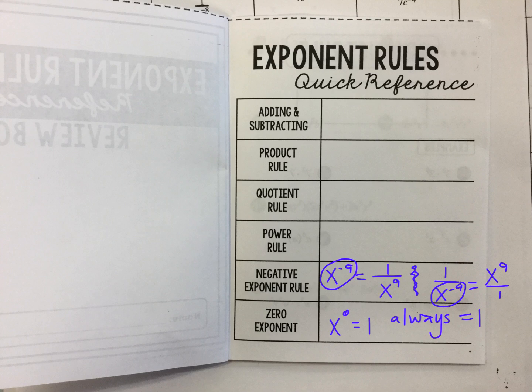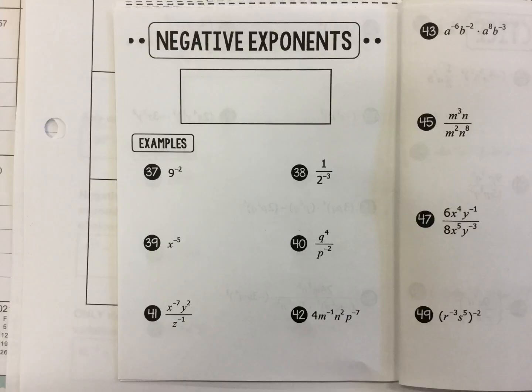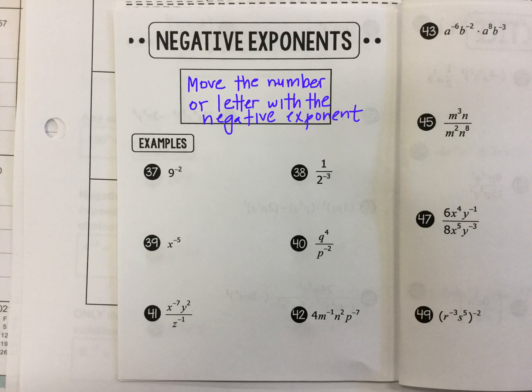When you have that done, I need you to flip over quite a few pages and find number 37. The top of this page should say negative exponents. In the box at the top, I need you to write, move the number or letter with the negative exponent. After you have that written down, I need you to do 37, 38, 39, 40, 41, and 42. It's just 6 problems. Do all those and send it to me. Thank you.